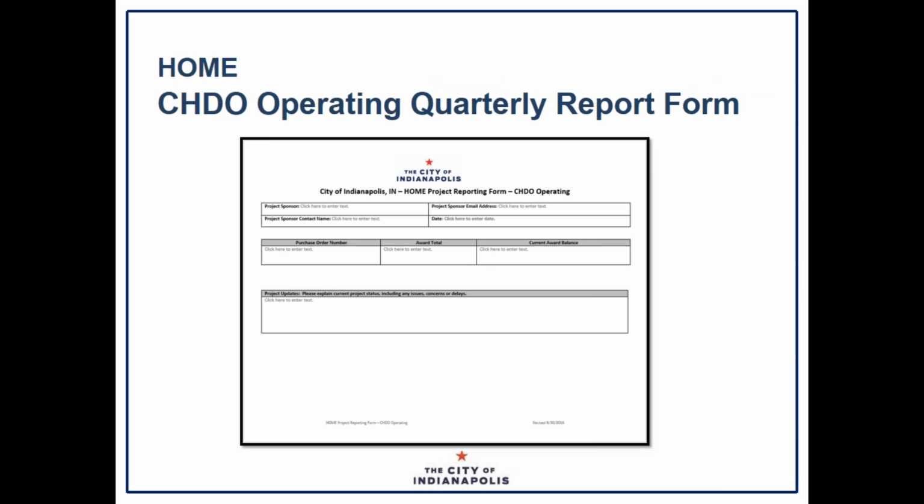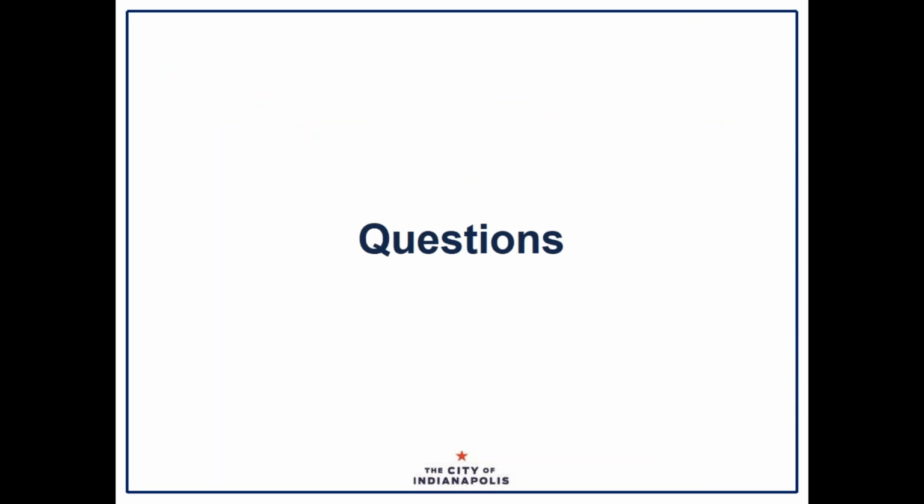All right, the next and last form is the CHOTO operating quarterly reporting form. This one too is just a 1-pager with some of the same basic information: your project sponsor name, contact person, and email address. We want to know your PO number, the award balance, or what you show you've claimed to date. And at the bottom, you're going to include any updates concerning this award. This is just 1 page.